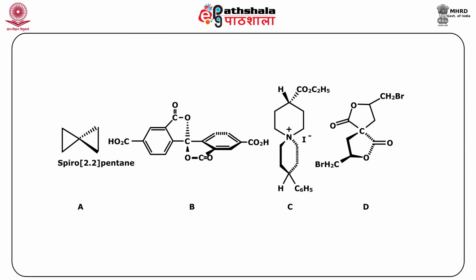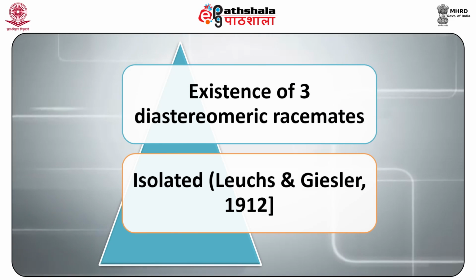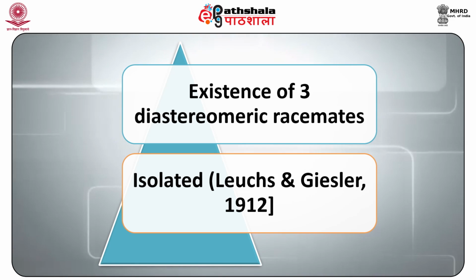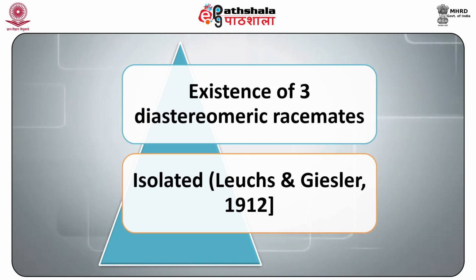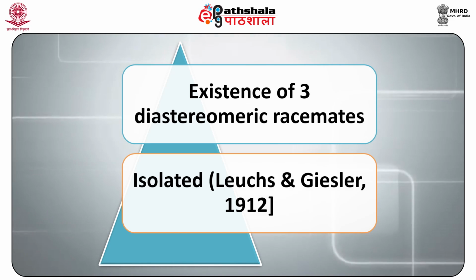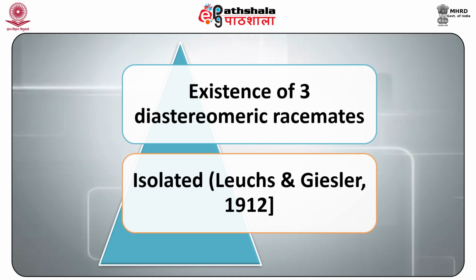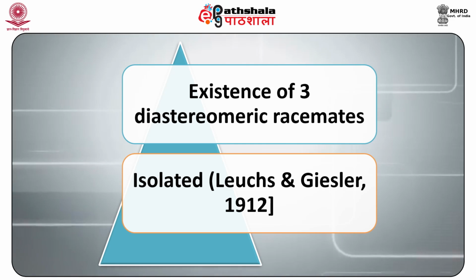Compound D, as shown in this figure, is also interesting. It has a spiro center and two conventional chiral centers. Now, contemplation of models indicates that the existence of 3 diastereomeric racemates is possible with this compound, which in fact have been isolated by Lewis and Gieseler in 1912.